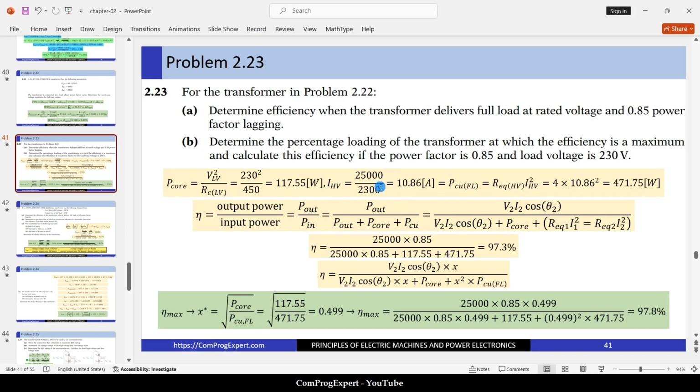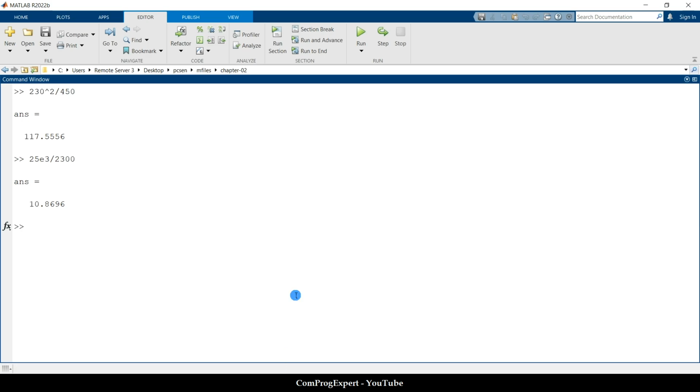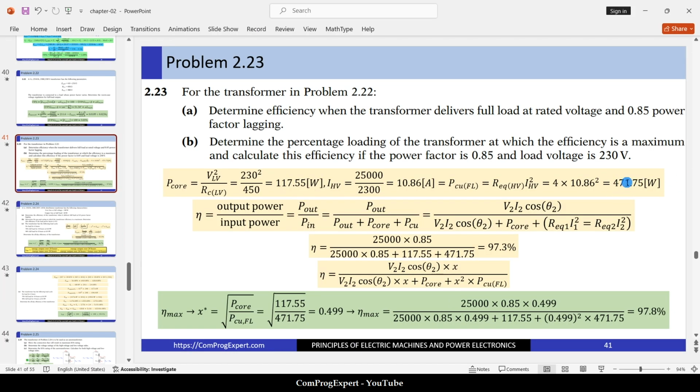The value of the current for the high voltage winding, we know the R equivalent for the high voltage winding, so we can calculate the rated value for copper loss for the full load current. It is 4 times 10.86 to the power 2, 471 watts. What is the efficiency? Output power divided by the input power.